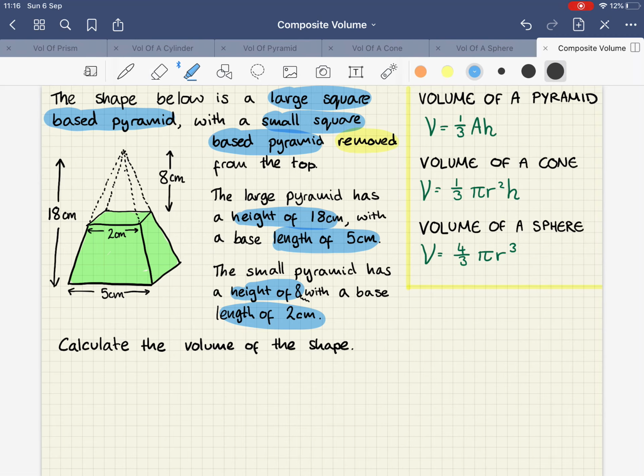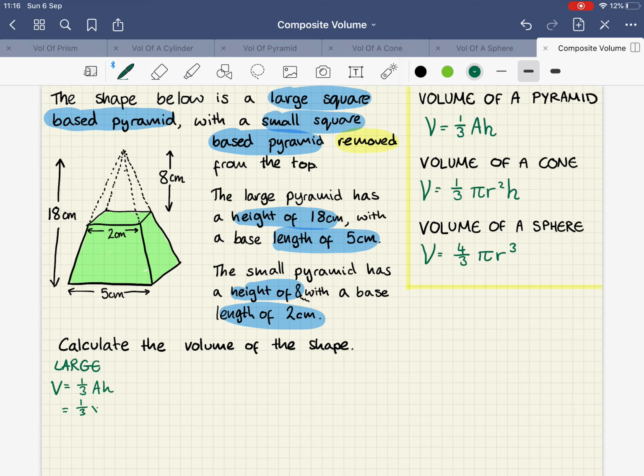Calculate the volume of the shape. So to start off with, we want to just find out the volume of each shape individually. So first, let's do our large pyramid. We're given the formula of a third times the area times the height.